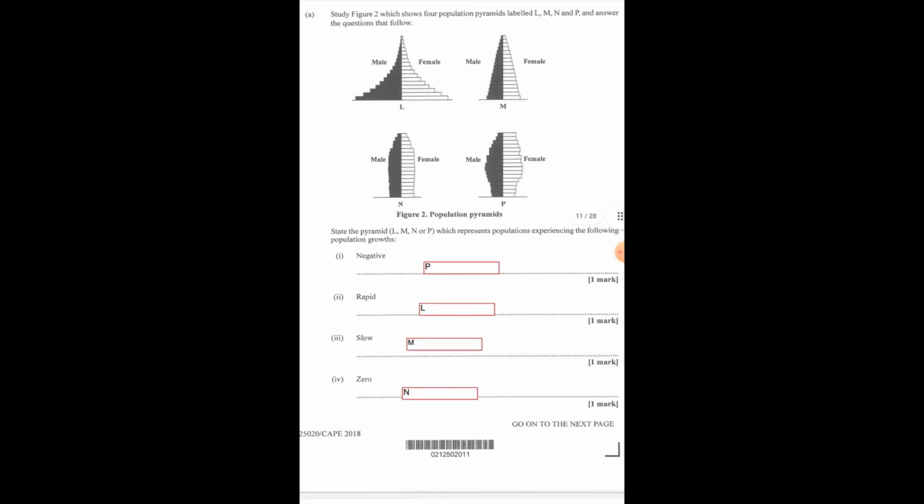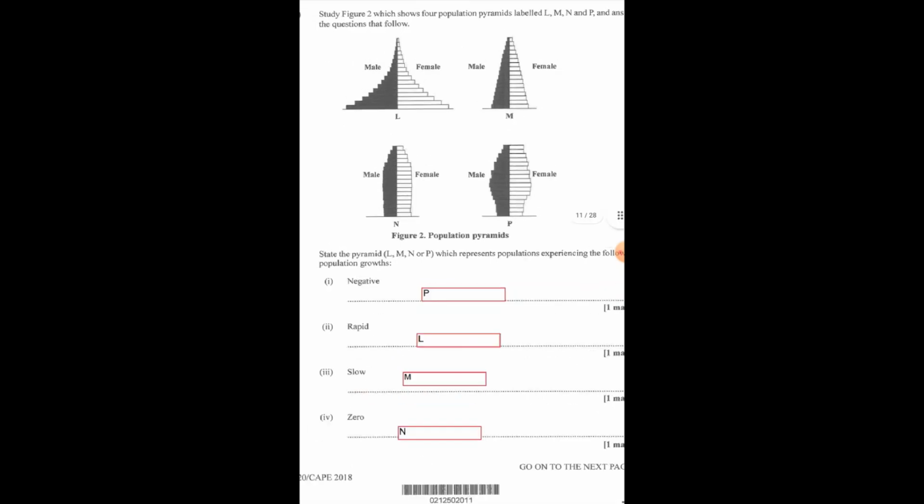Now we talk about the rapid. L is the rapid one, and L is rapid because of the high birth rate that is in L. Now the high birth rate is associated with the number of persons in the childbearing age. Now L is also classified as an expansive pyramid.